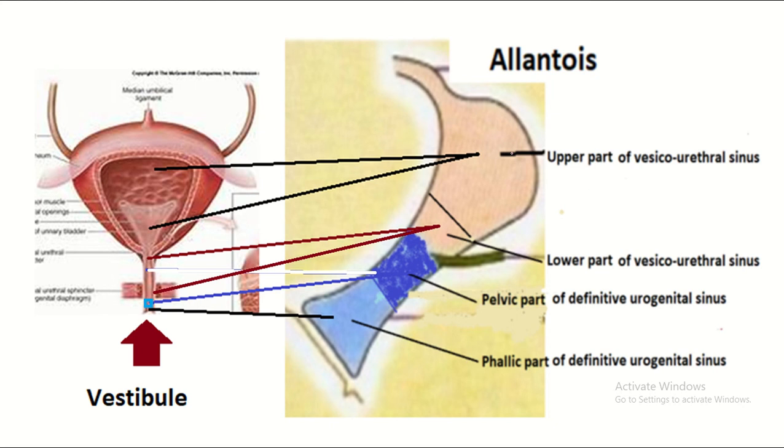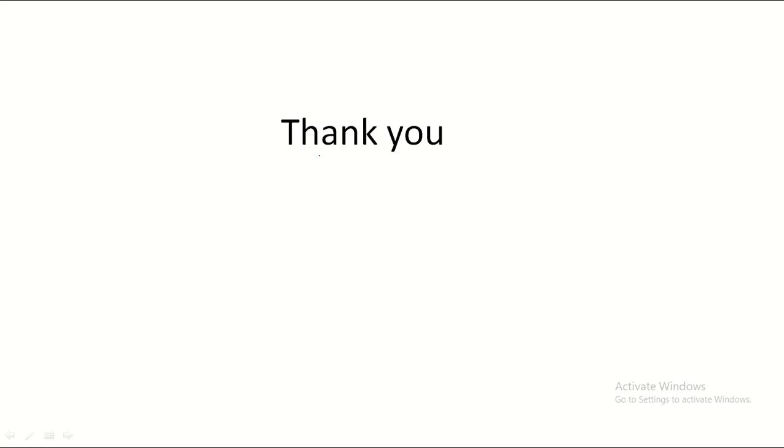So this is the upper part of the vesico-urethral canal. This is from the urinary bladder, and this lower portion of the vesico-urethral canal forms most of the female urethra. The distal small portion is developed from the pelvic part of the definite urogenital sinus, and the phallic part of the definite urogenital sinus forms the vestibule of the female external genitalia, where the female urethra opens. So this is all about development of the female urethra.